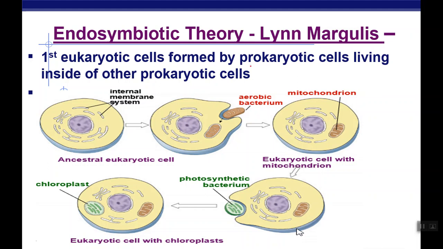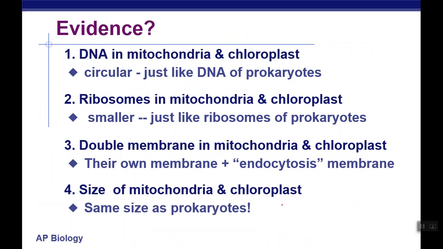First, eukaryotic cells formed by prokaryotic cells living inside of other prokaryotic cells. Basically, you had an aerobic bacteria that was engulfed by a larger cell but not digested. It retained its function and is the ancestor of all modern day mitochondria. The same thing is true for chloroplasts. In this case, the bacteria had photosynthetic abilities, was not digested, and became incorporated into that larger cell. This has been confirmed because the evidence for it is ridiculously overwhelming.